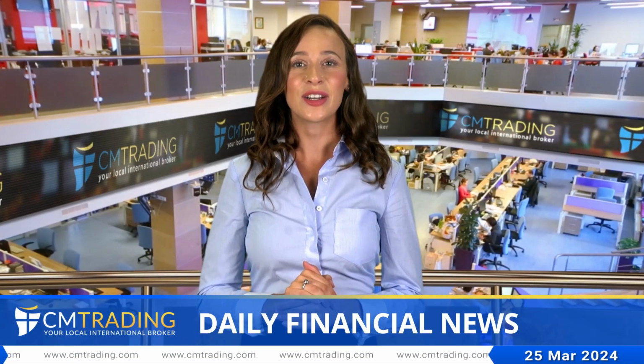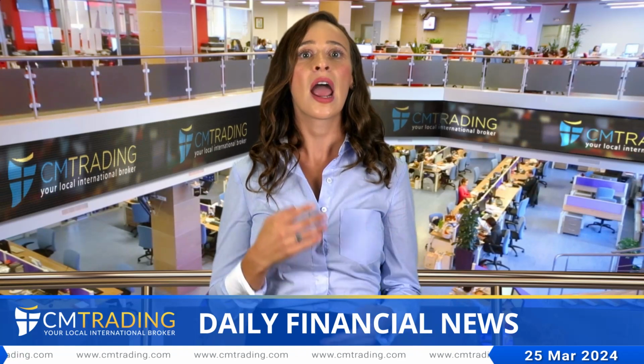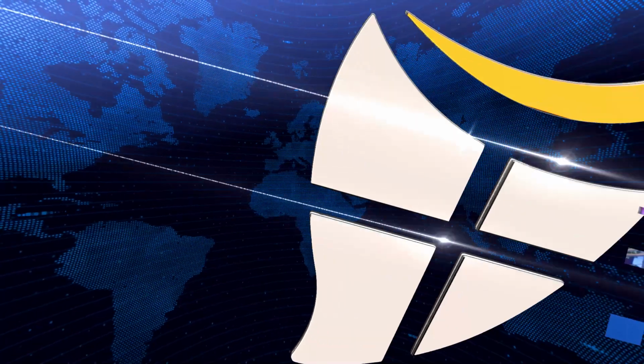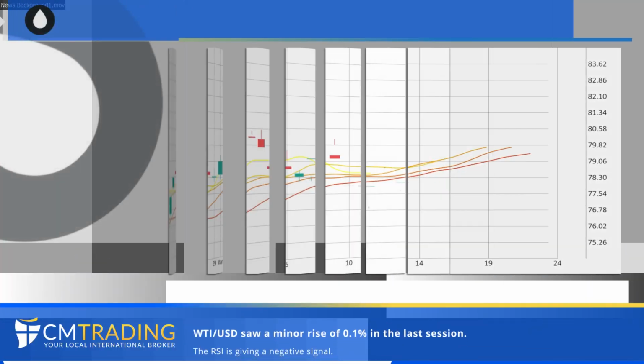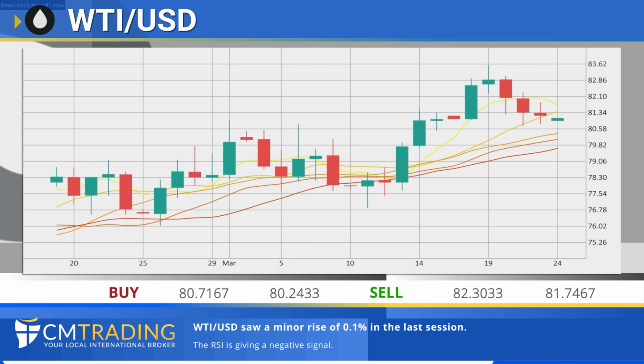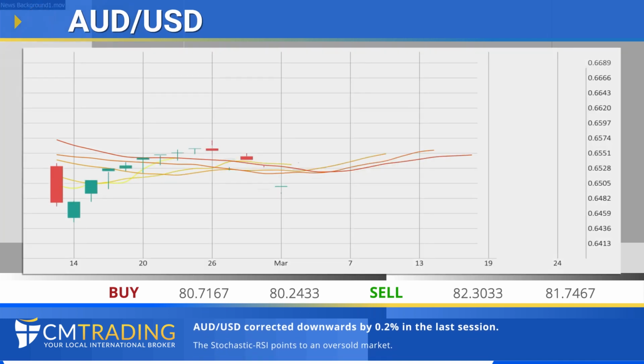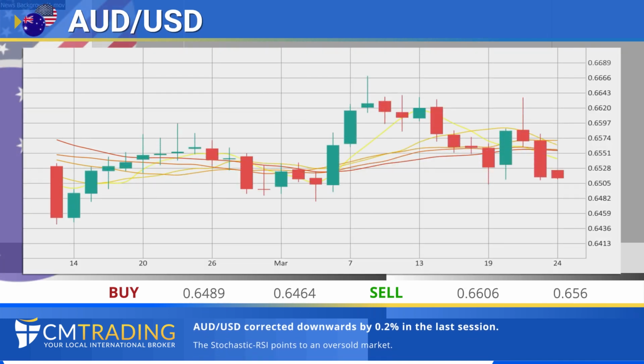Let's start today's technical analysis with the pound-dollar pair and recent events during the markets. Greg? The oil got a slight bump of 0.1% against the dollar in the last session. The RSI is giving a negative signal. The Aussie dipped a slight 0.2% against the dollar in the last session. According to the stochastic RSI, we are in an oversold market.